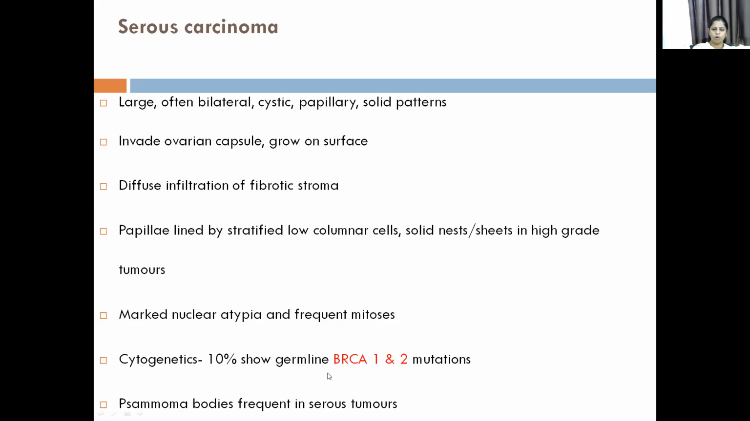Cytogenetics: they usually show BRCA1 and BRCA2 mutations. Some of the serous tumors may show psammoma bodies.